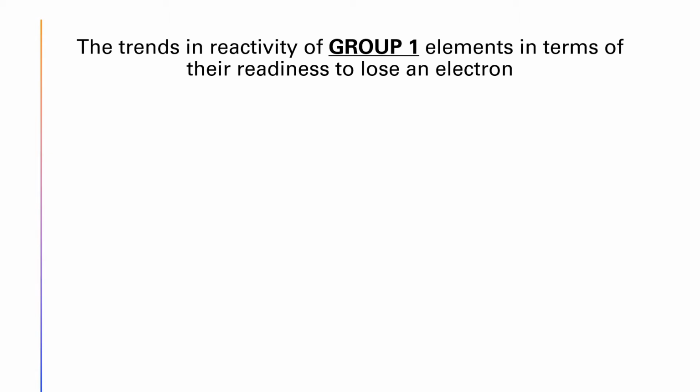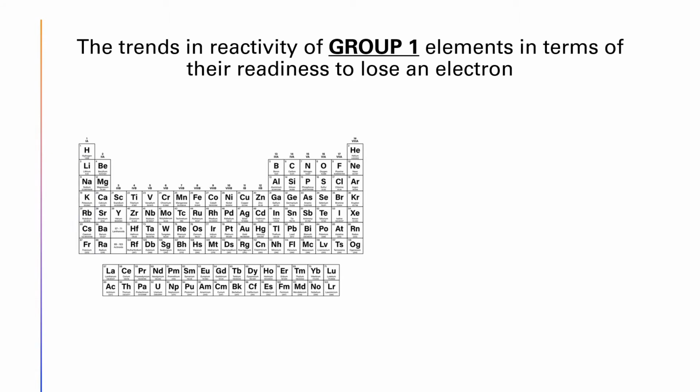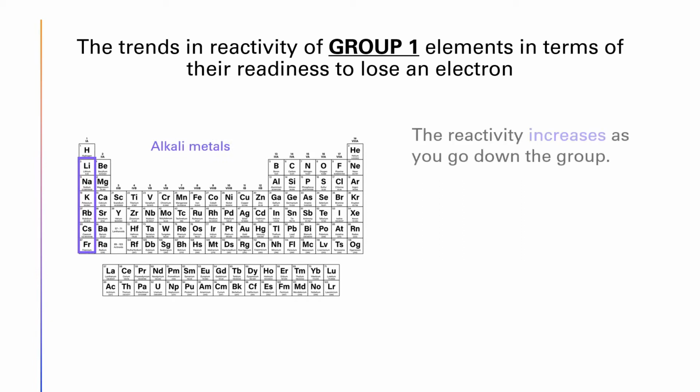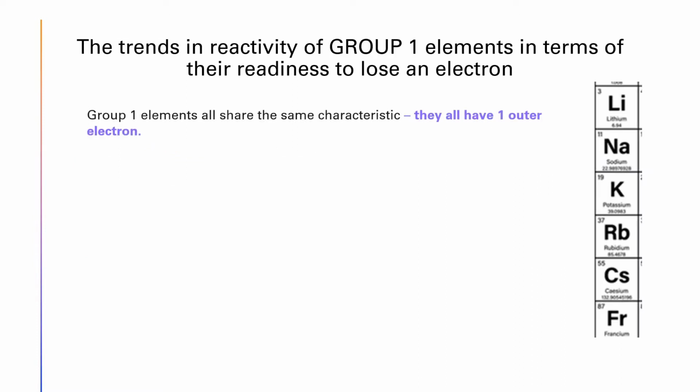So the trends in reactivity of group 1 elements. The group 1 elements are called the alkali metals. And the trend in reactivity is that it increases as you go down the group. But why? Group 1 elements all share the same characteristic. They all have one outer electron. This means, however, they are very unstable, and they all want to lose that electron to form a noble gas configuration.